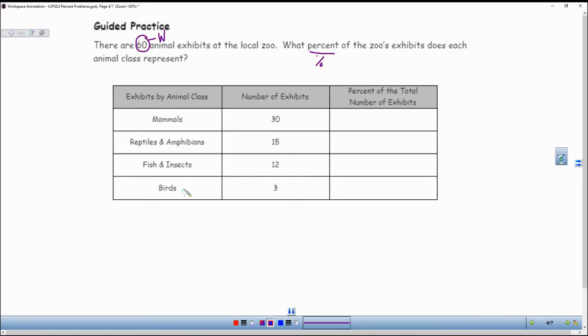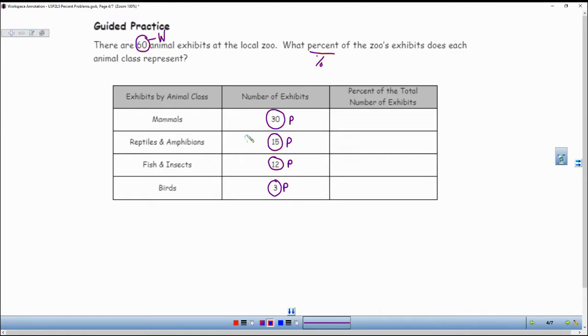And then you have some types of animals listed down here, and then the number of exhibits. So 30, 15, 12, and 3. And then it says percent of the total exhibits. That 30, okay, that seems to be like a part. And so does the 15. That's a part of the exhibits. So it's not all of them, it's just part of them. Fish and insects is 12. That's part of them, not all of them. And then birds, again, that's part of them, not all of them. So we're finding the percents based on all of these parts.